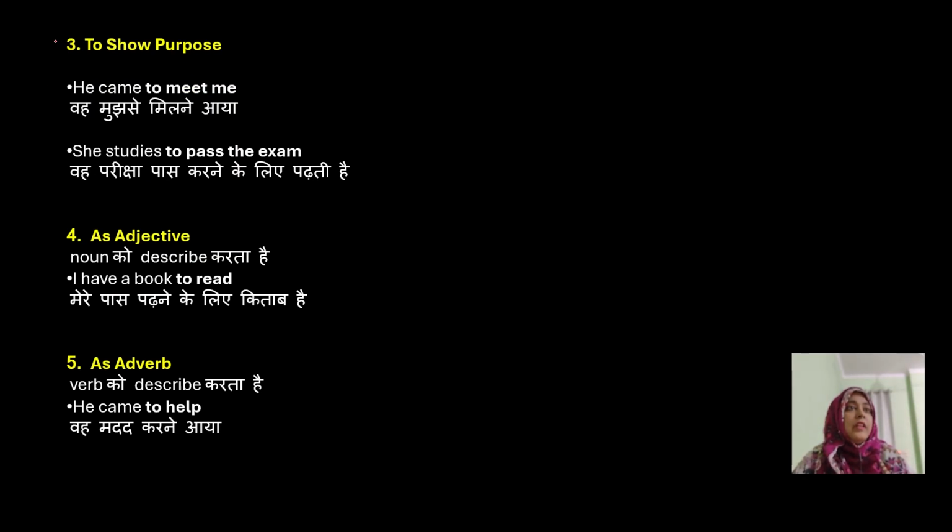Now moving forward, the third function is to show purpose. To show purpose also we use to and the base form of the verb, which is the infinitive. Let's see the examples. He came to meet me. You can see, to meet me. So here is a purpose, because he is coming to meet me, right?